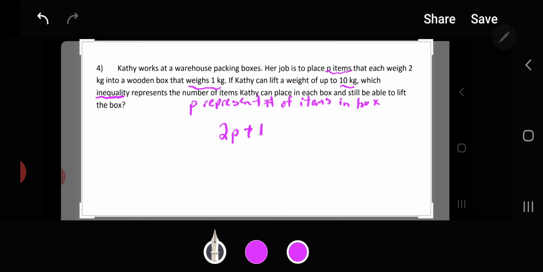That represents the weight in the box, 2P plus 1, because 2 times the amount of items, which, once again, each item weighs 2 kilograms, plus the box, which is 1 kilogram, has to be less than or at least equal to the total amount that Kathy can lift, which is up to 10. So there's our inequality right there. Once again, this is the part for the weight in the box. The 10 represents the amount that she can carry. So we need the weight of the box to be less than or equal to 10.